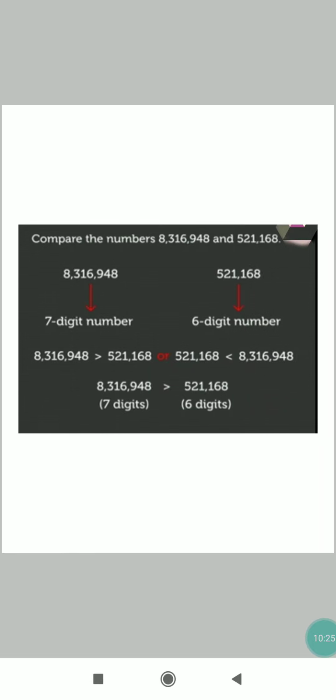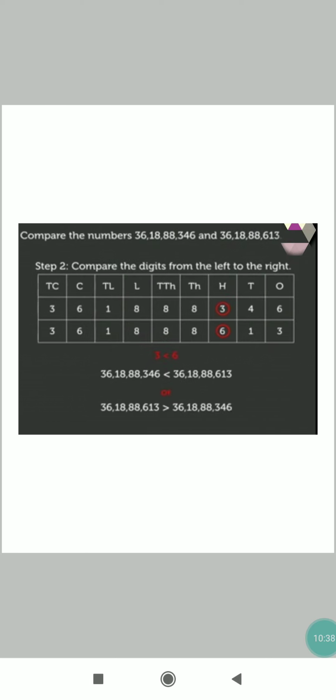Now we have one more example. You can go through this example also. The same kind of example is there, and the same thing is written: if the number of digits is unequal, the number which has more digits will be greater. Here you can see the same number of digits. You are not going to face a problem with unequal numbers of digits. You will face a problem with equal numbers of digits, because there you have to compare one by one, step by step.